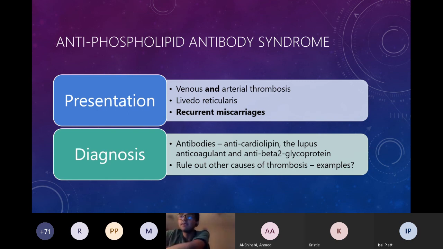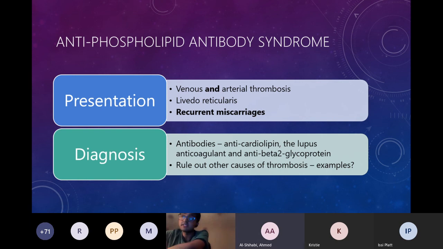Malignancy is the most important cause. Oral contraception is another very important cause. Surgery is a cause. All three of these tend to be causes of venous thrombosis. Does anyone know any causes of arterial thrombosis?